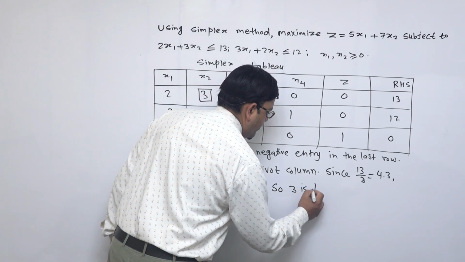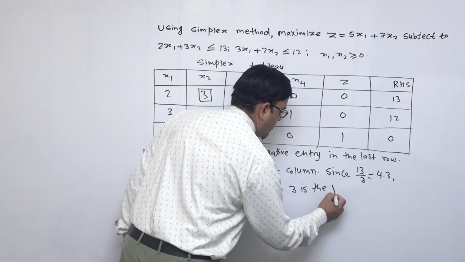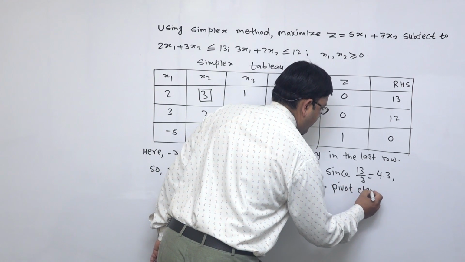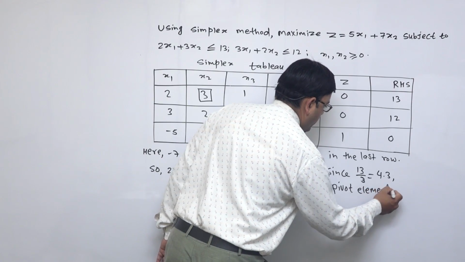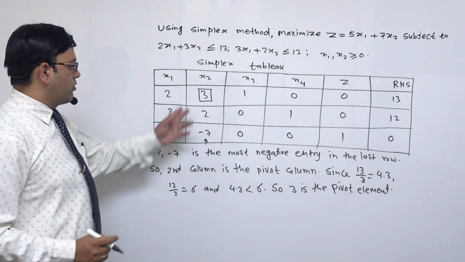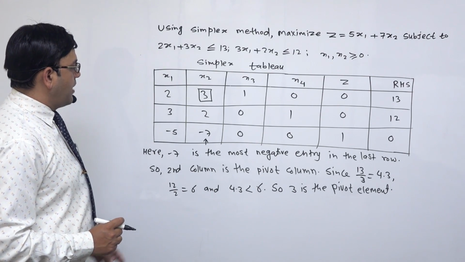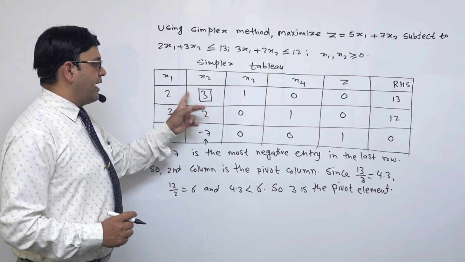3 is the pivot element. We found this pivot element, now we have to make this pivot element 1.